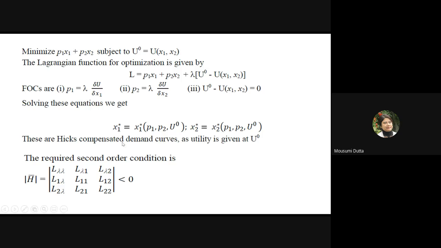Any question regarding the first order condition, regarding the solution? Any question? Are you understanding? Yes, what is the question?